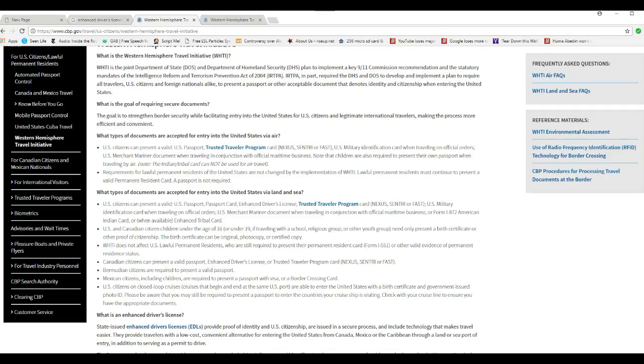So, what types of documents are accepted for entry into the United States via land and sea? U.S. citizens can present a valid U.S. passport, passport card, or enhanced driver's license. That's what I was told to get. Trusted traveler program card, Nexus, Sentry, or FAST. U.S. military identification card when traveling on official orders. And so on, we went through all that.